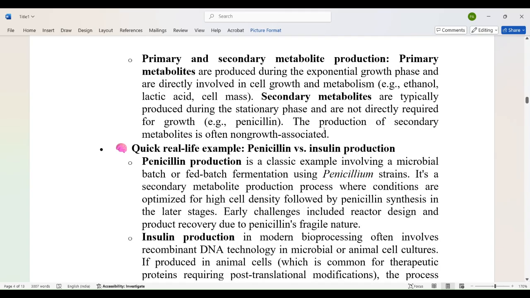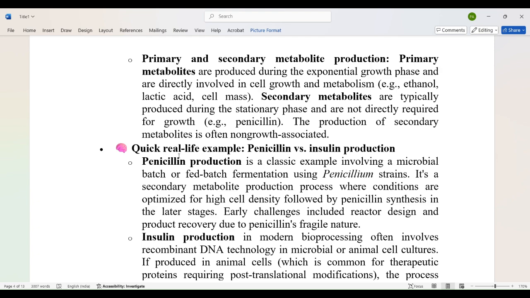And the next concept is to consider primary and secondary metabolite production. What do we mean by primary metabolites? They are produced during the exponential growth phase and are directly involved in cell growth and metabolism. So when cells are being divided, or they are growing and metabolizing, whatever production is done by microbes, that we term primary metabolites.